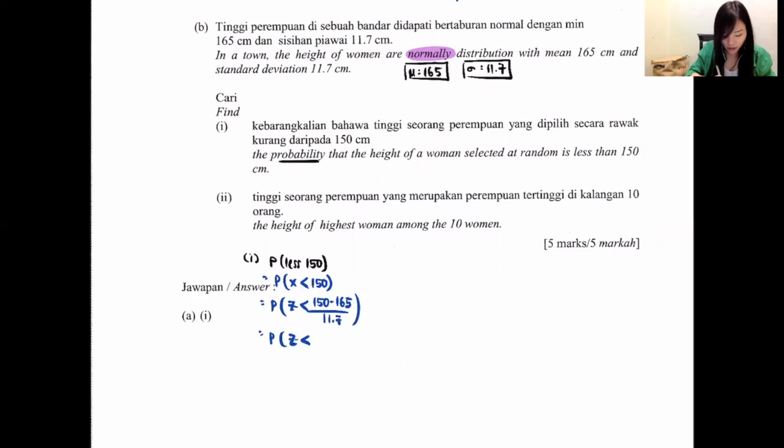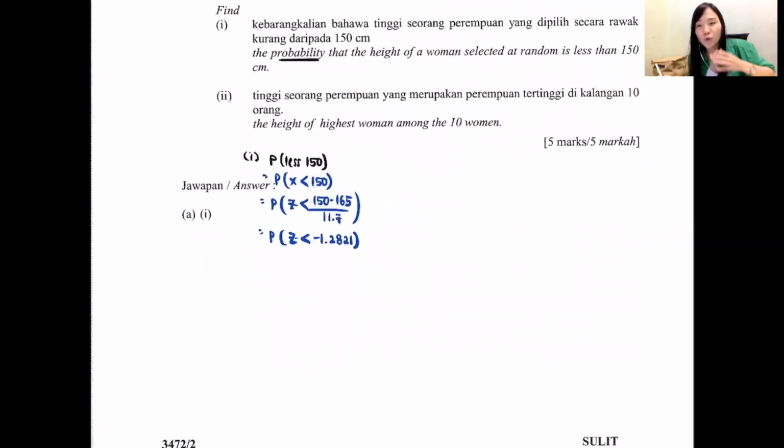So I press calculator, 150 minus 165 divided by 11.7. I get negative 1.2821. Although I should always write 4 decimal places, my table can only support 3 decimal places, but I still write 4 for you. So now for this question, do you realize that you already have the Z value and they want to find the probability value? So guys, you already have the Z value, which is the outside. You want to find the probability, which is the inside.